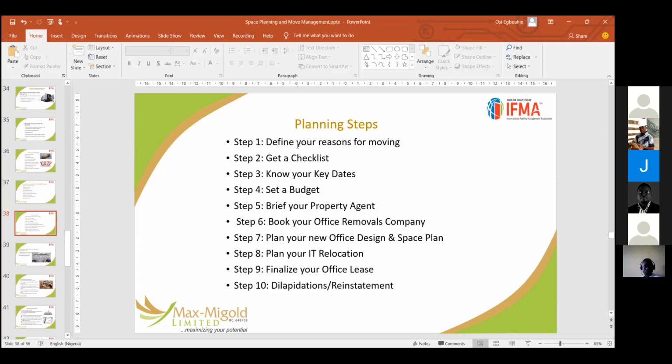Get a checklist, create a checklist for the move. Know your key dates. Key dates, we will discuss later as we go in. We'll look at how to manage the key dates that you need to monitor. Set a budget for the move. How much will it cost for that move? Set a budget for it. Brief your property agent. Both agents, the property where you are now, especially if it is not your own, and the property you are going to, if it's also still on the list, brief both of them so they know exactly what's going on and know when the move will happen. Book your office movers company. There are companies that are in charge of moves.